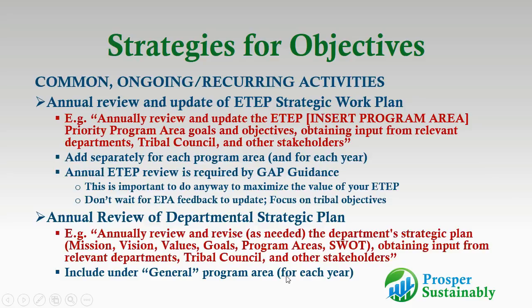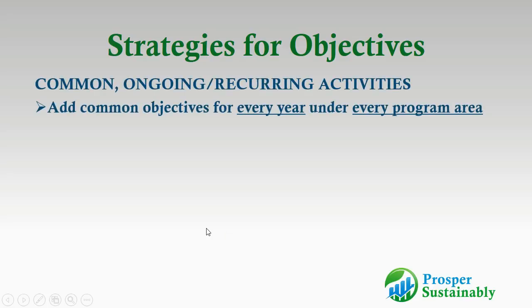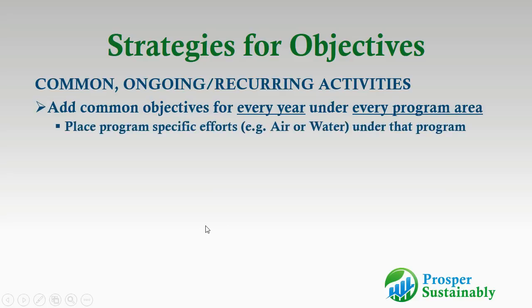This would be something you'd actually include just once under the general program area, because this is your overarching document. It's just one document. It's not specific. You will cover specific stuff, but it's more of a general document. Okay, so for these common ongoing recurring activities, you want to add them for every year, for the most part, under every program area unless indicated otherwise.